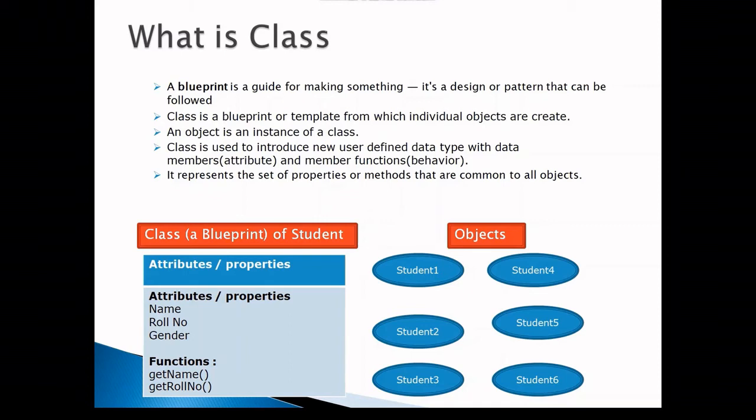We can create the data type through the class, and it represents a set of properties or methods that are common to all the objects. That means it's a template which can be used to create multiple objects. Simple. Here the blueprint is for a student, and it has specific properties which are common to all the objects, like name, roll number, gender, and functions: get name, get roll number. So whatever properties and functions are there in the class, they are all applicable to the objects which are created from this blueprint. Here we created 6 objects, from student 1 to student 6. So this is how we can create the instances of a class. A class is nothing but the blueprint, and we can create different objects from that blueprint.